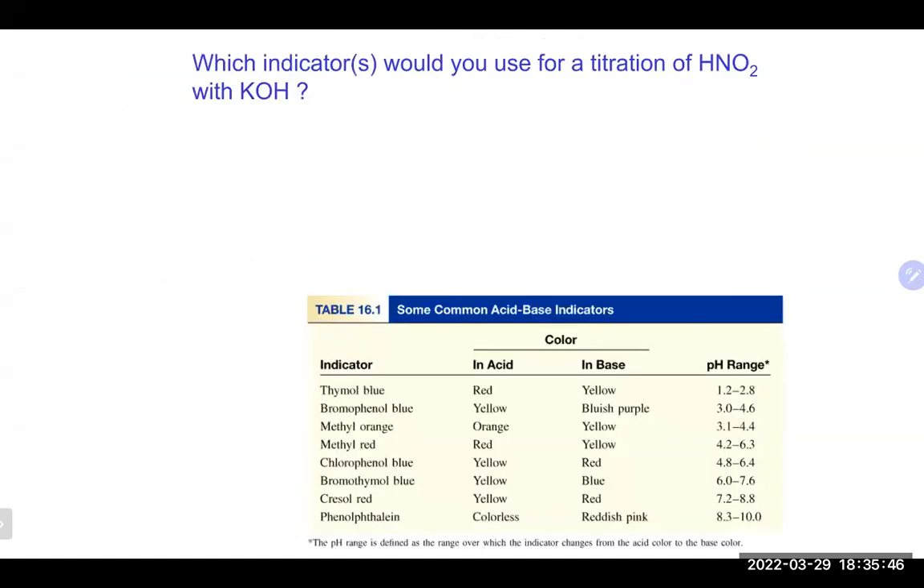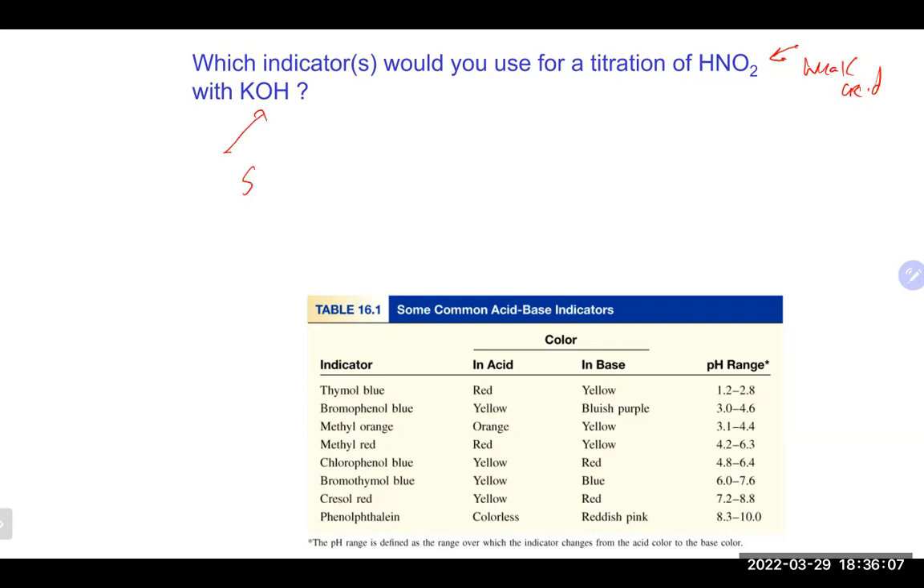So if we looked at something like this and we have this list, which indicators would be good to use in this particular titration, HNO2 and KOH? Again, what you would want to look at is that HNO2 is not nitric acid, but nitrous acid, which is actually a weak acid.